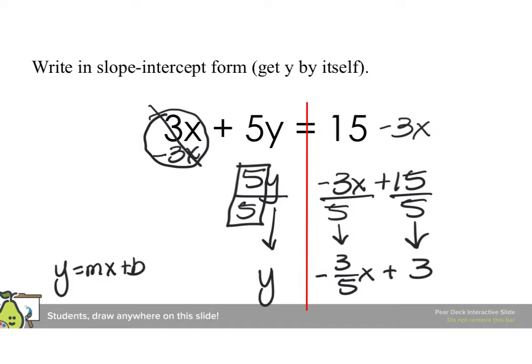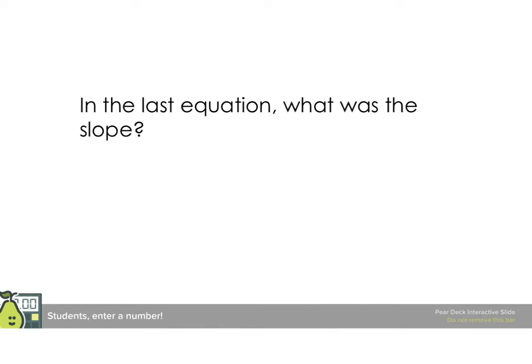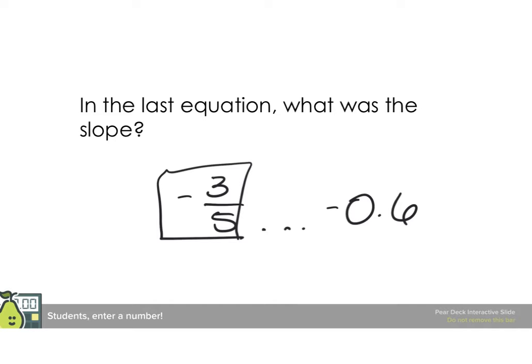The slope is the m value, which is right here. So we know that. So the slope has to do with the question prior. The slope ends up being negative 3 over 5. For the computer, you'd have to turn that into negative 0.6. But this is the one we want because it's what we're going to focus on moving forward.